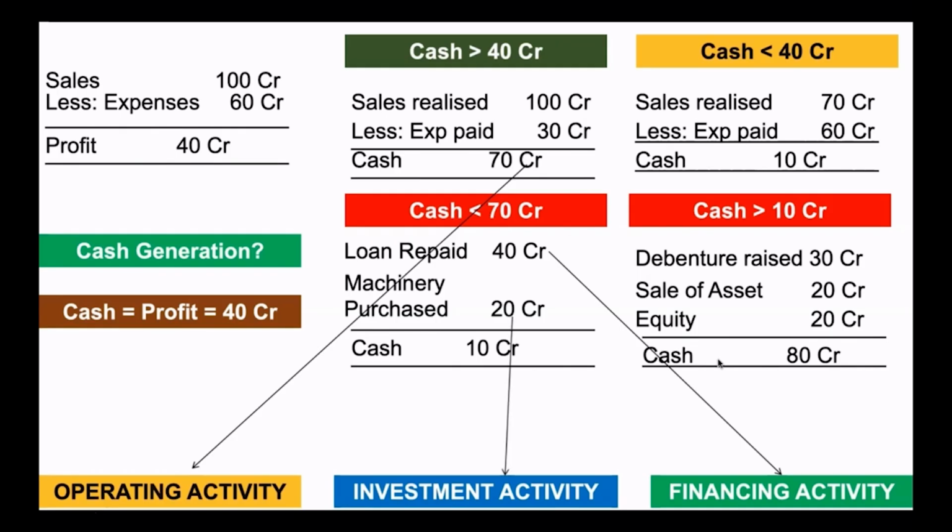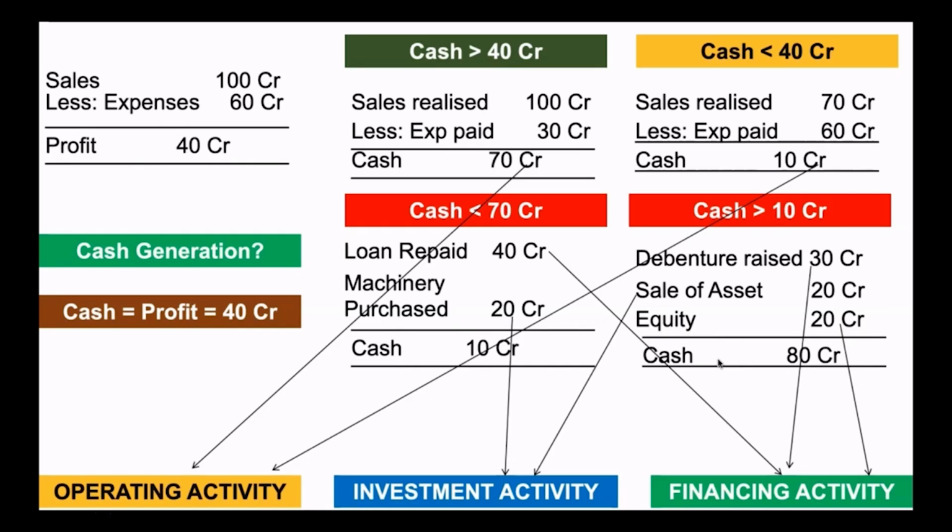Look at this machinery purchase of 20 crore. They are investing their money. It's an investment activity. Whereas this debenture of 30 crore coming in is the result of financing activity. And they have sold assets for 20 crore. They are disposing of their investments, which is a result of investment activity. Whereas this equity of 20 crore which had come in is a result of financing activity. And finally the 10 crore cash is a result of operating activity.